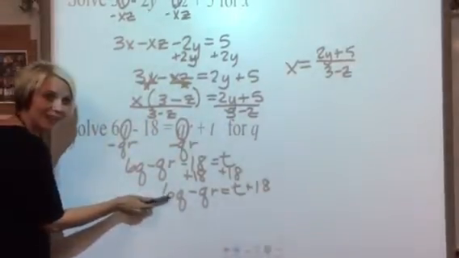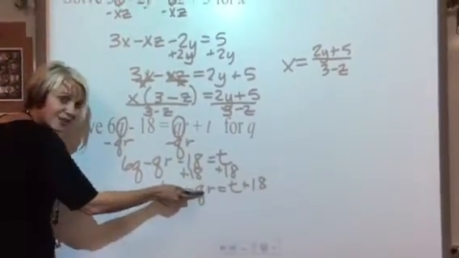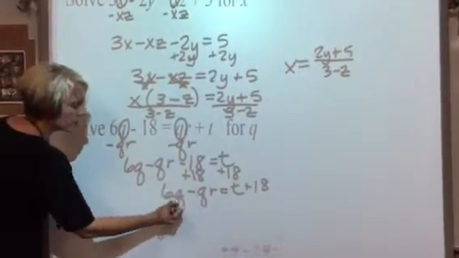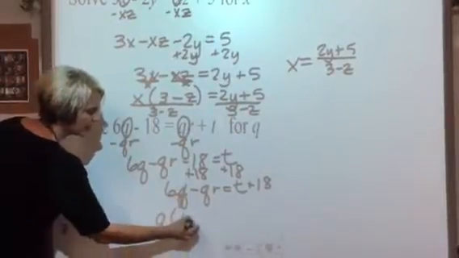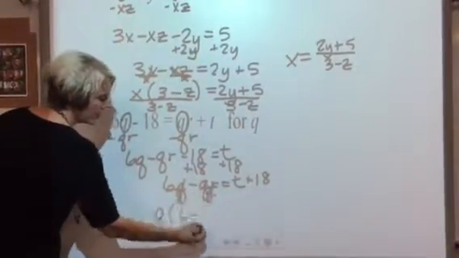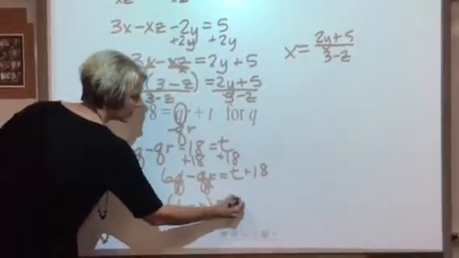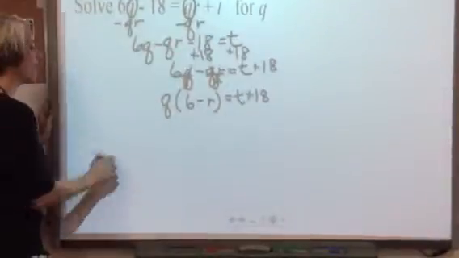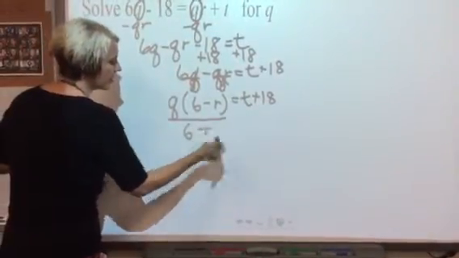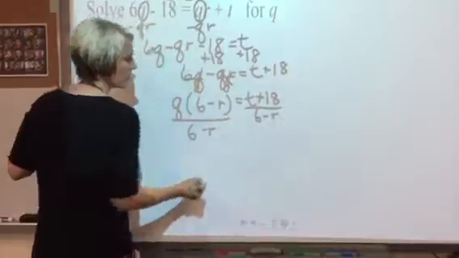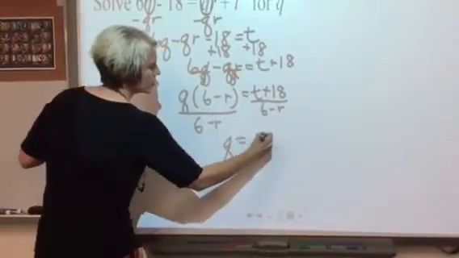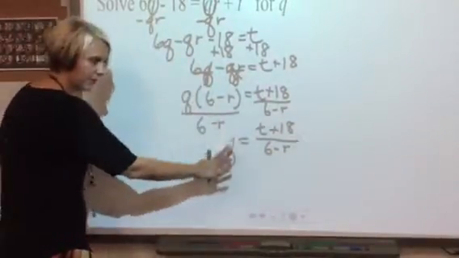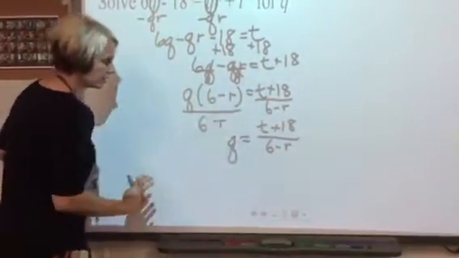Think about what that step's going to be now. This has a Q, this has a Q, right? So we're going to pull that out. It's called factoring. We're going to factor it out. So now we have 6 minus, we factor this Q out, R equals T plus 18. Now to get Q by itself, I'm going to divide by this whole 6 minus R. So you have Q is equal to T plus 18 all over 6 minus R. And I would just leave it like this, completely simplified.